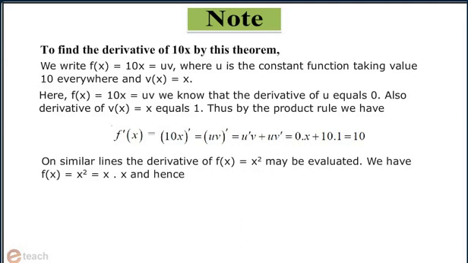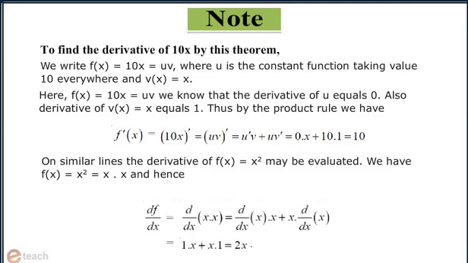On similar lines, the derivative of f(x) equals x square may be evaluated. We have f(x) equals x square equals x into x, and hence df by dx using product rule equals 2x. We will get a more generalized view of the above on learning Theorem 6. So come, let's learn it.